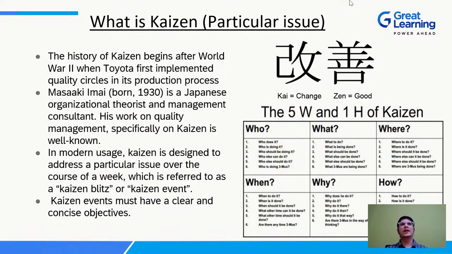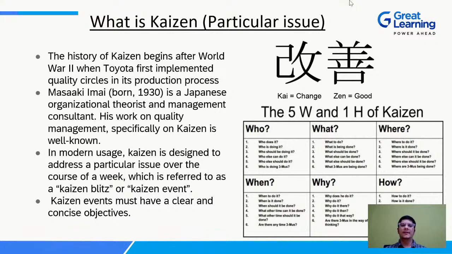One of the most important tools, and I'm pretty sure all of you have come across it in various organizations, is the word Kaizen. Kaizen essentially is to address a particular issue that keeps repeating or that keeps happening. The word Kai means change, Zen means good. The concept of Kaizen began after World War II when Toyota implemented quality circles in its production process. Kaizen was popularized by Masaaki Imai, a Japanese organizational theorist and management consultant. His work on quality management, specifically on Kaizen, is well known.